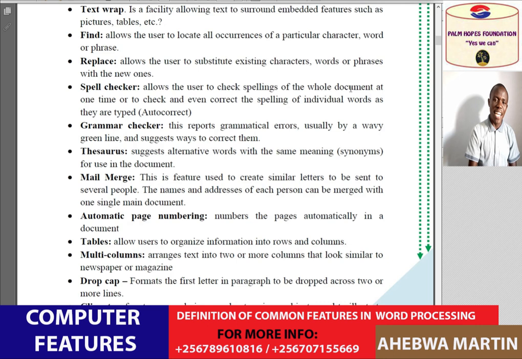So this one is to report grammatical errors, usually by a wavy green line, and suggests ways to correct them. Thesaurus. The thesaurus suggests alternative words with the same meaning, or synonyms. Synonyms are another word that means the same, for use in the document.